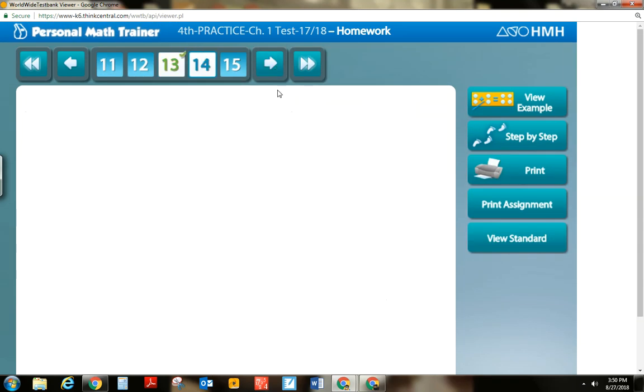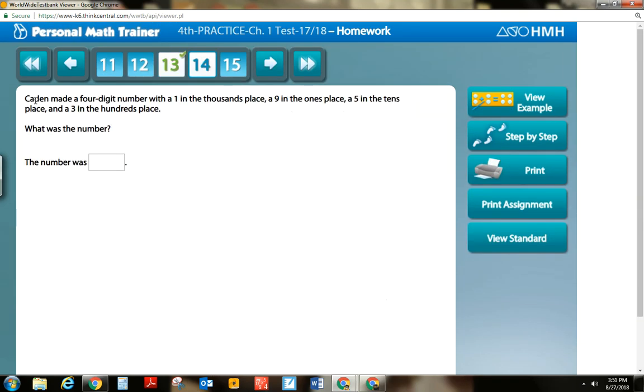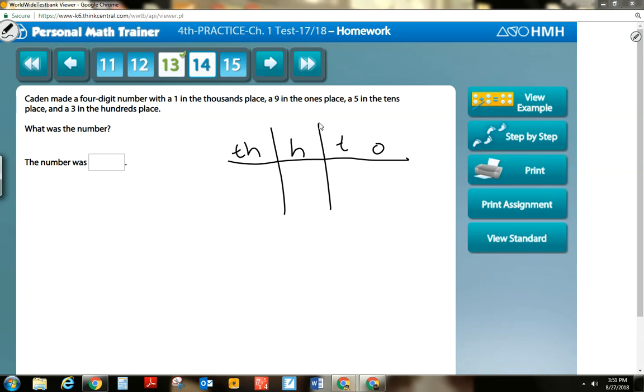Question 14. Here we go. Caden made a 4-digit number with a 1 in the thousands place. So let me make my 4 digits. Ones, tens, hundreds, thousands, back to making those place value graphs, right? So he's got a 1 in the thousands spot, a 9 in the ones place, a 5 in the tens place, and a 3 in the hundreds place. I know I was going through that kind of quick, but that's it.